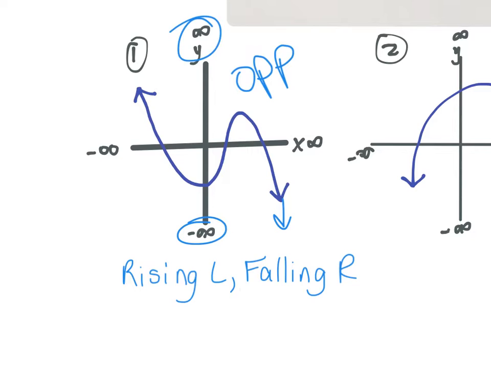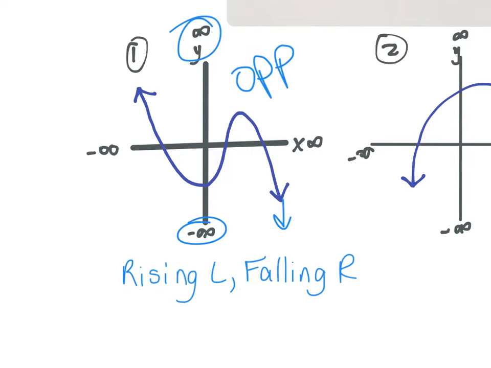Odd. Odd. Think odd, opposite. So if I gave you an equation and I said, just look at this equation, there's no graph. What is the end behavior? Look at the biggest exponent. If it's an odd number, then you're going to have one side going up, one side going down.